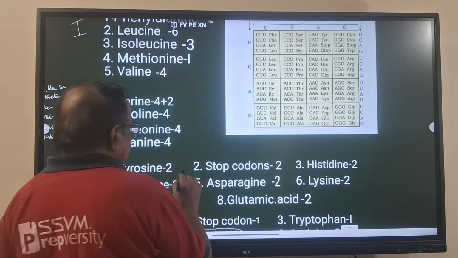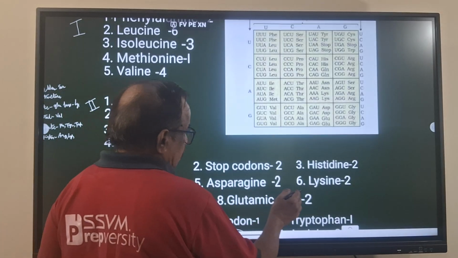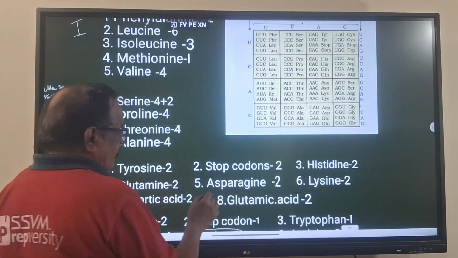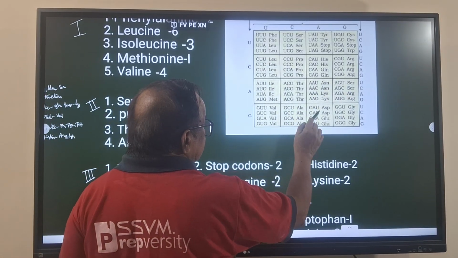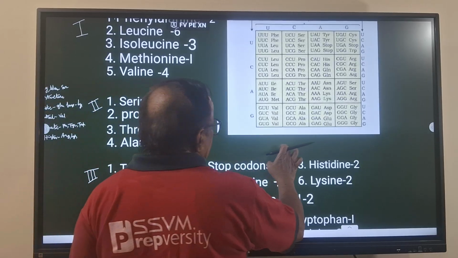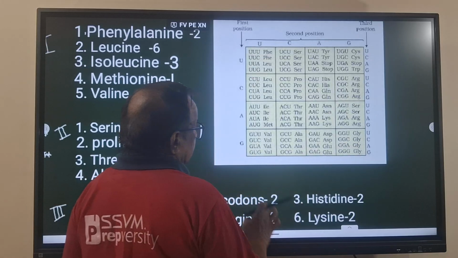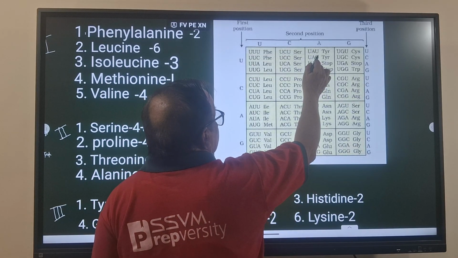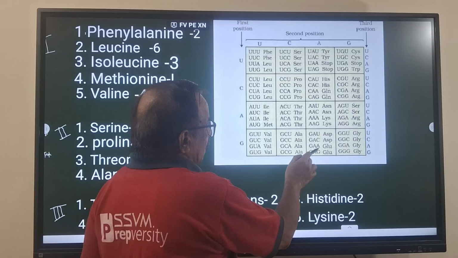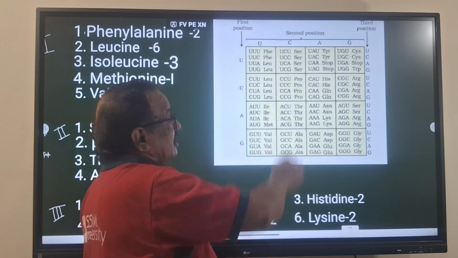Tyrosine 2, stop codons 2, histidine 2, glutamine 2, asparagine 2. This is the third one. Asparagine, this is the asparagine. And lysine here. And aspartic acid, glutamic acid, 2, 2. So here, the amino acids having 2 codons are, you see here, tyrosine, histidine, glutamine, asparagine, lysine, aspartic acid, glutamic acid. 1, 2, 3, 4, 5, 6, 7 amino acids are present in the vertical third row.